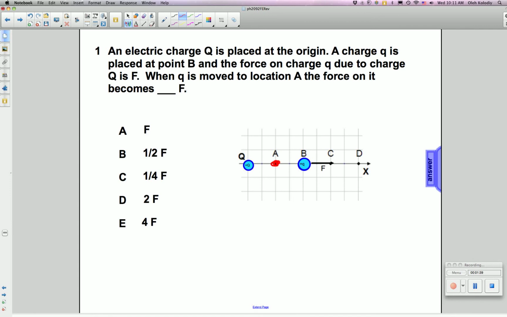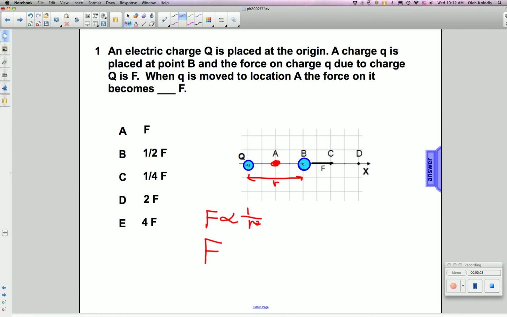Let's assume that the force between these two charges is F. What would the force be if we move the charge B from point B and put it over here at point A, or 1/2 the distance? Originally the distance was R, and now it's going to be half of that.